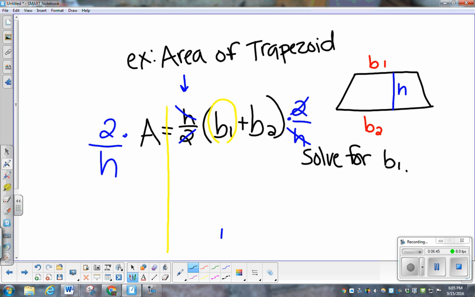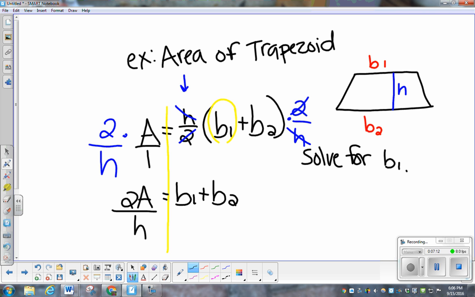So let's write down what we have left. We have on this side just the b1 plus b2, b sub 1 and b sub 2. We don't have to write the parentheses anymore because they're the only thing there. On the other side, we have 2 over h times a. It's kind of like times a over 1. So on the numerator, we have 2 times a, that's 2a. And on the denominator, we have h times 1, so that's just h.